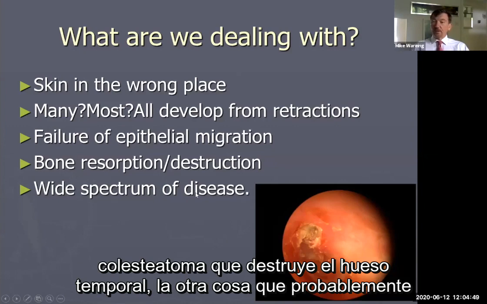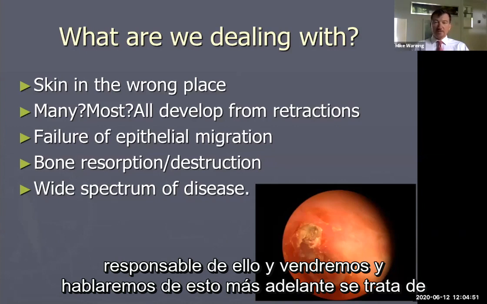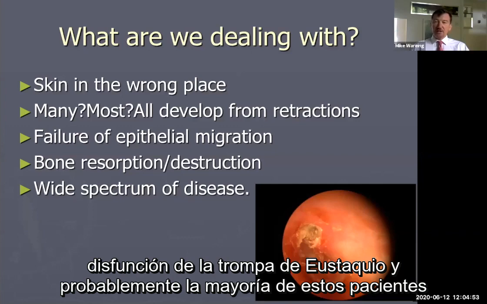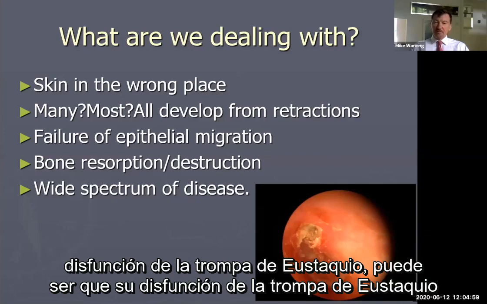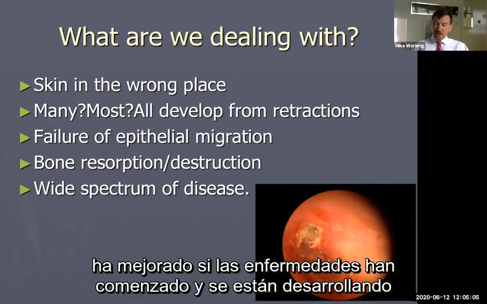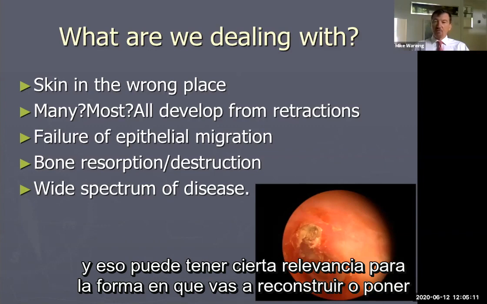The other thing that's probably responsible for it, and we'll come and talk about this later on, is eustachian tube dysfunction, and probably the majority of these patients have eustachian tube dysfunction. It may be that their eustachian tube dysfunction has actually improved, but that the disease has started and is developing, and that may have some relevance for the way you're going to reconstruct or put it back together.